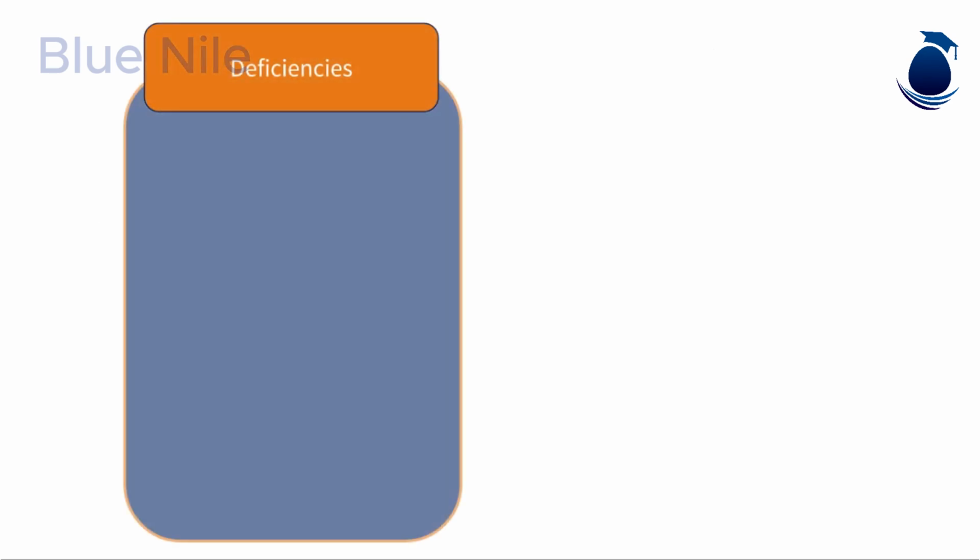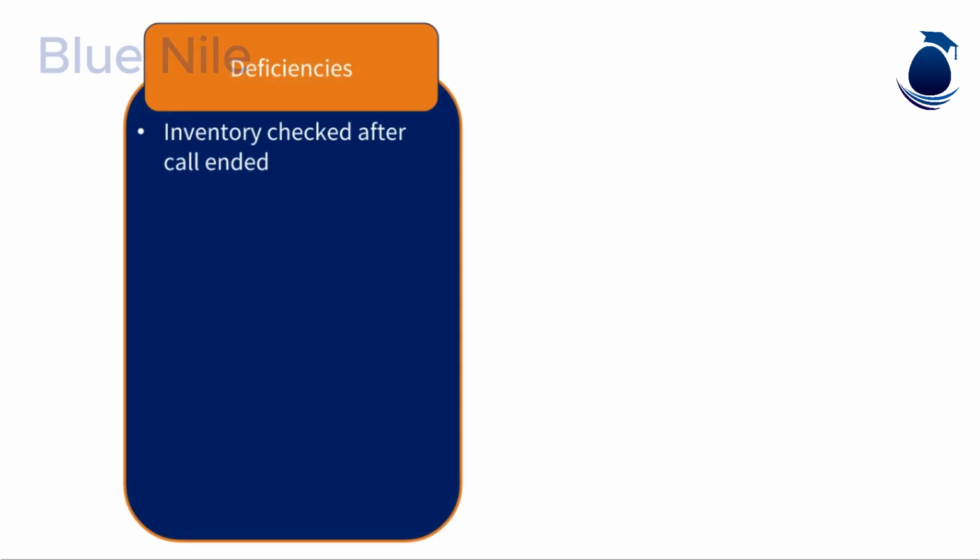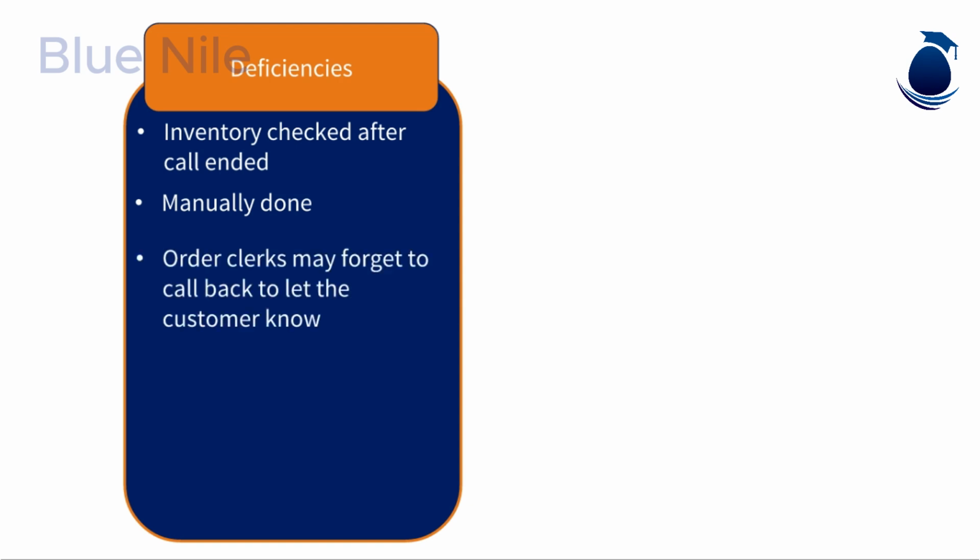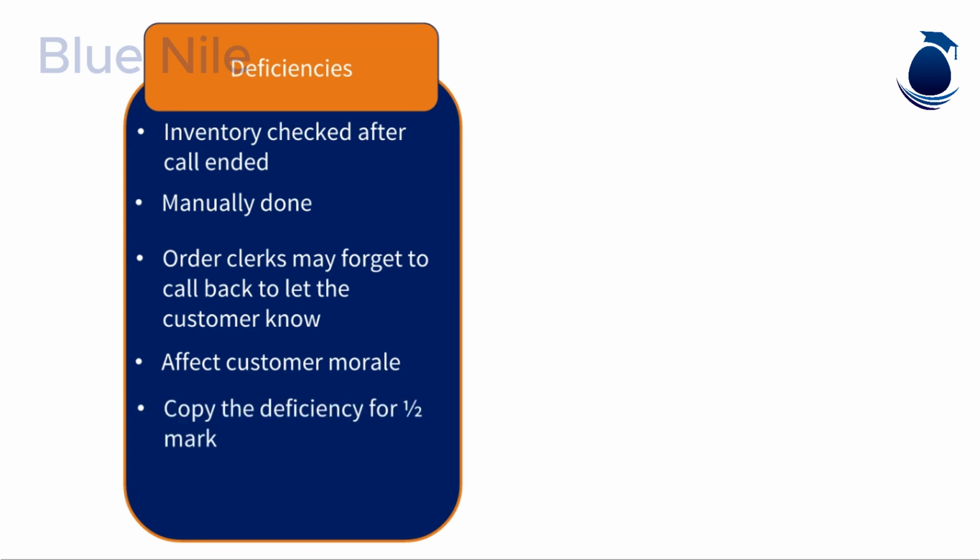The telephone orders do not have inventory checked until after the call has been made. This is done manually, unlike the online orders where inventory is automatically checked for availability before the order is completed. If inventory is not checked, it may not be available. Order clerks may forget to call back to let the customer know, or may delay in doing so. This could affect customer morale and they may go elsewhere in future. Here you can see we have literally copied the deficiency from the scenario for half a mark.